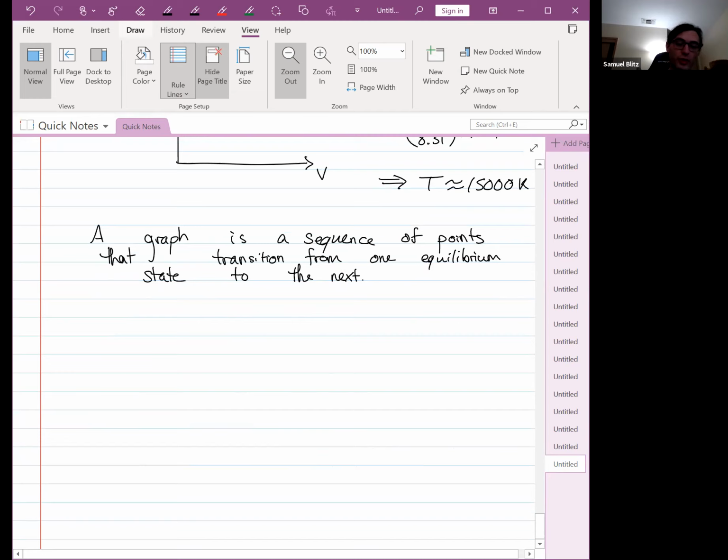So if we were to plot a graph on our PV diagram, say we had a state at point A, then you had some line connecting point A and point B. Maybe I'm going to put a little arrow here to indicate what direction the process happens in. It goes from A to B. So a graph describes a thermodynamic process.